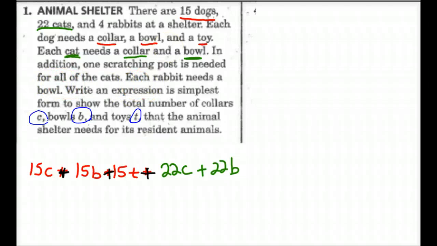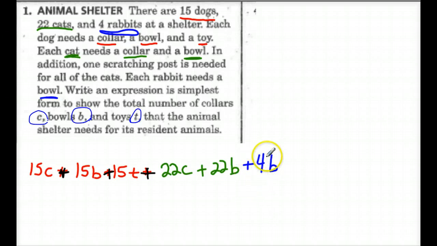So let's move on to rabbits. We'll do rabbits in blue. So each rabbit needs just a bowl. And how many rabbits are there? There's 4 rabbits. So down here we're going to write plus 4B.